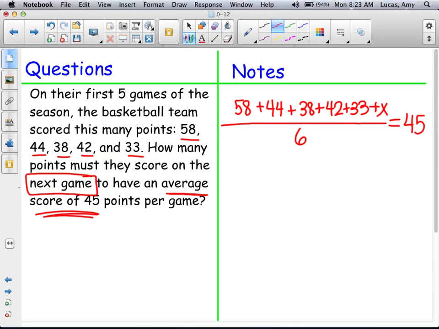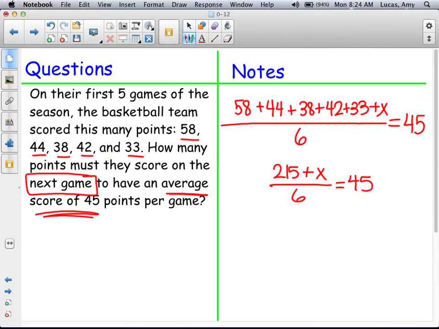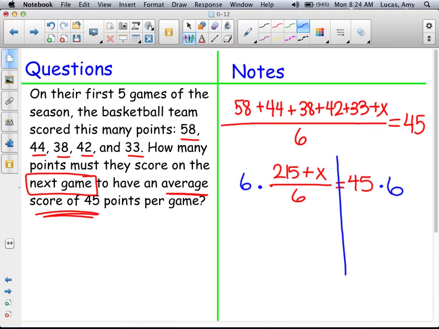So if I add together the 5 scores that I know, I get 215 plus the last game that hasn't happened yet. We divide it by 6 and it has to equal 45. Now we have an equation that you know how to solve. So we can multiply both sides by 6 to eliminate that denominator.